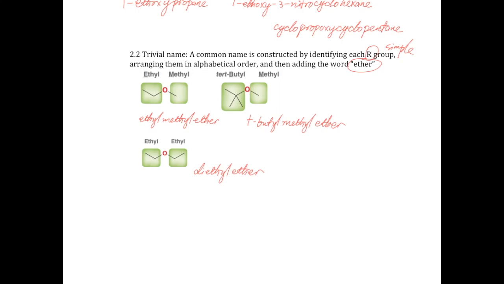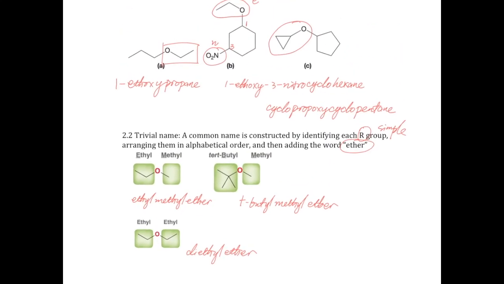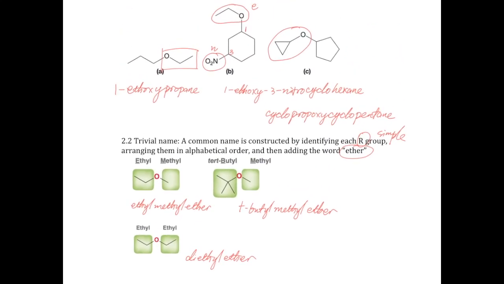Okay, so coming back to the problem above, can we name this with a common name? It'll be ethyl propyl ether. This one is going to be a little hard. This is when systematic name is needed because it's so hard to name this part. And then this one could be cyclopentyl cyclopropyl ether.